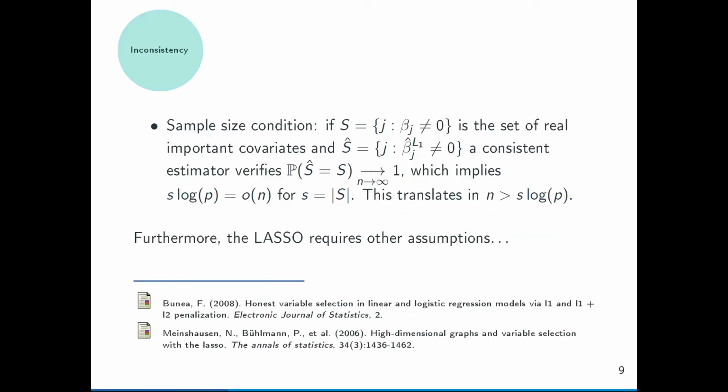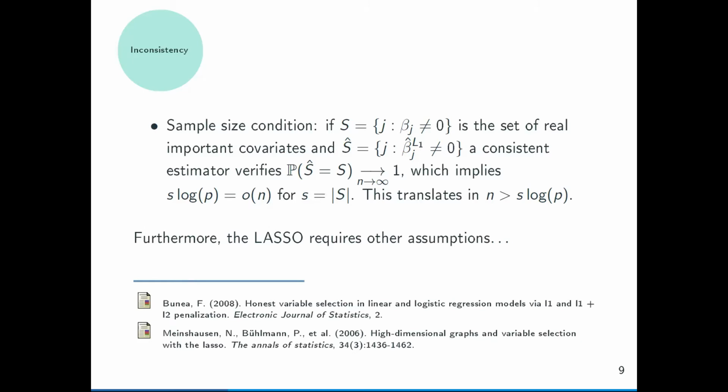Besides, we have some drawbacks related with the consistency of the algorithm. If we denote by S the set of true relevant covariates, and we estimate it by \hat{S}, it is necessary for a consistent algorithm to be capable of correctly recovering the set S. This translates into the condition that the probability of recovering the true set of covariates tends to 1 as the sample size increases. This places a restriction on the sample size.